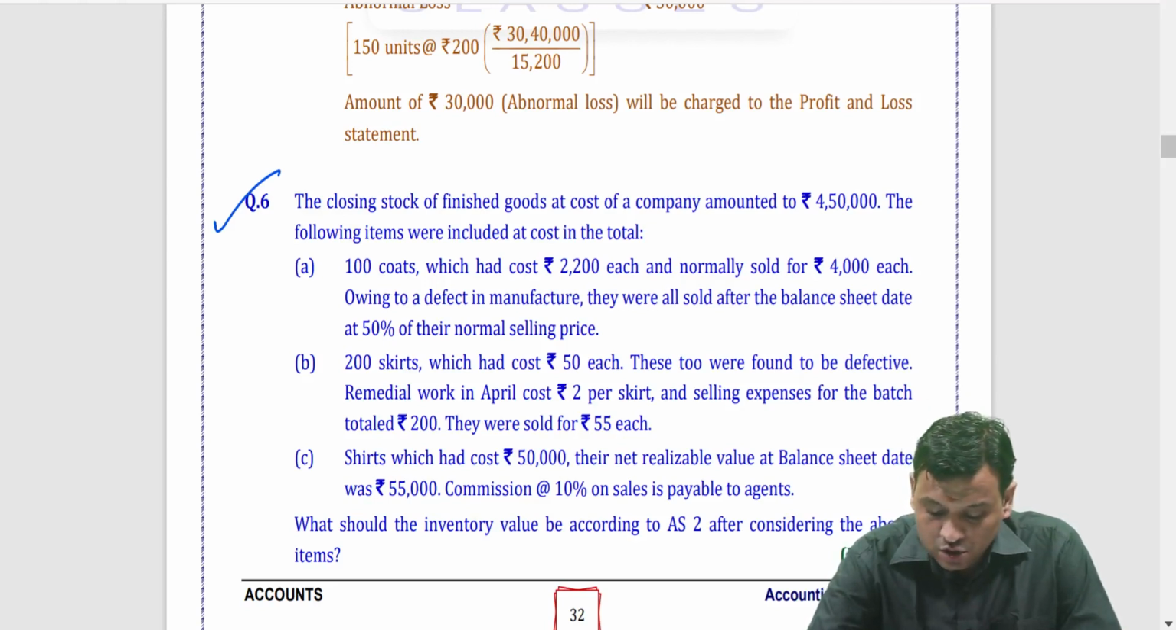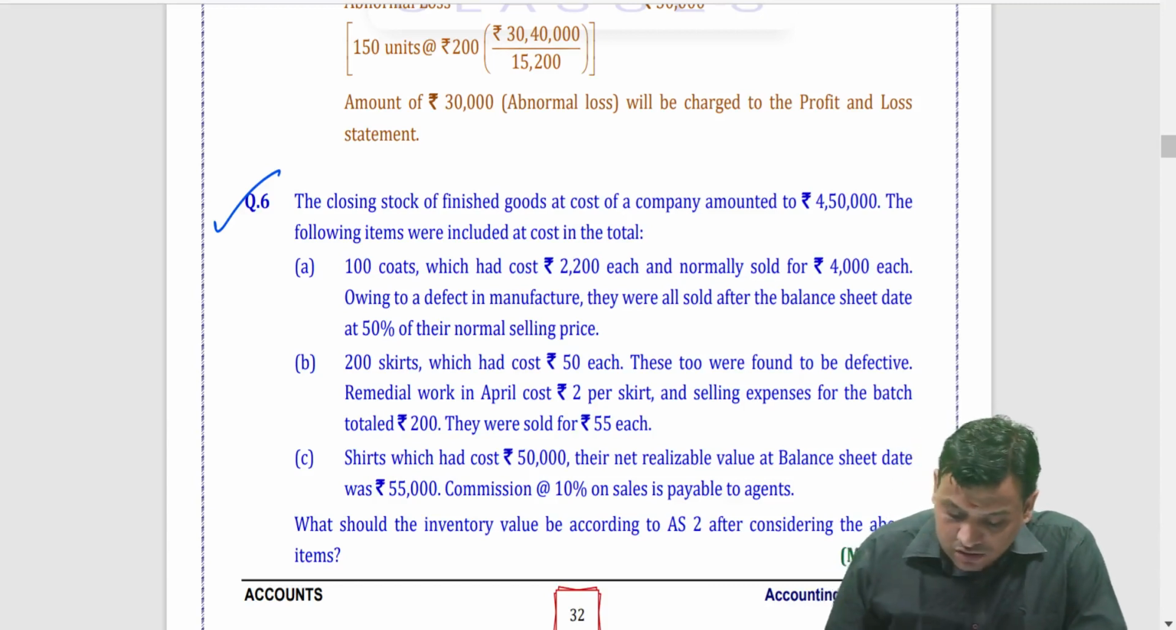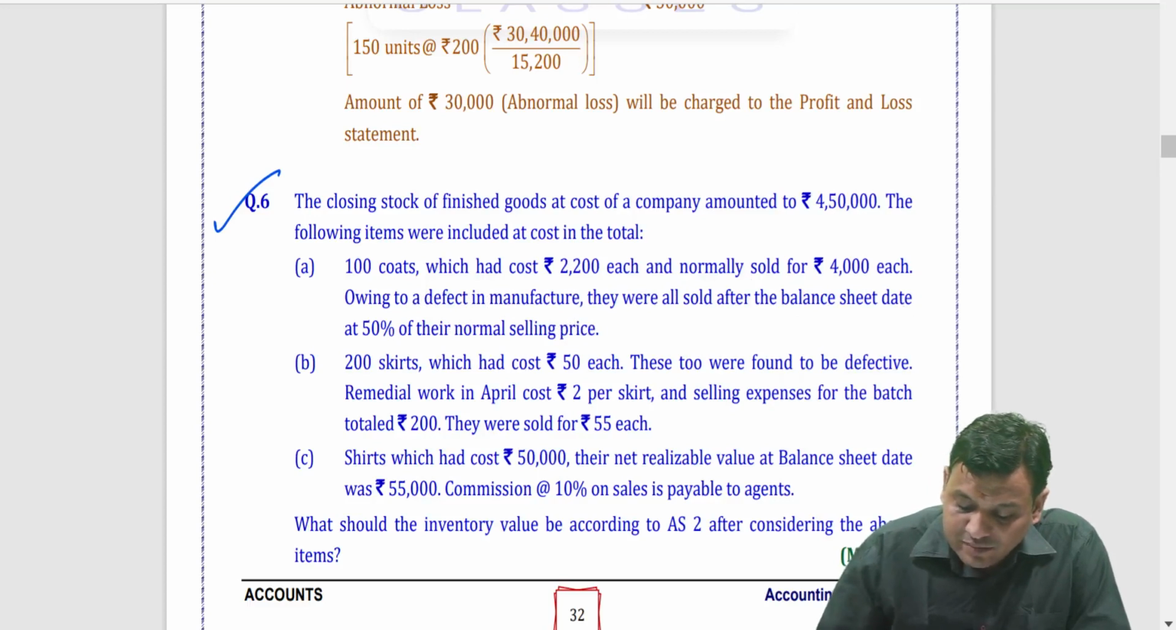The closing stock of finished goods at cost of the company amounts to 450. The following items are included at cost in total: 100 coats which had a cost of 2,200 each and normally sold at 4,000 each. Owing to a defect in manufacture, they will all be sold at the balance sheet date at 50% of the normal selling price. It means they will be sold at what price, my dear? It will be sold at 2,000.